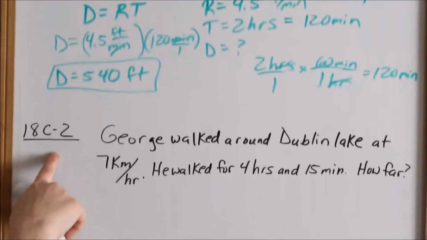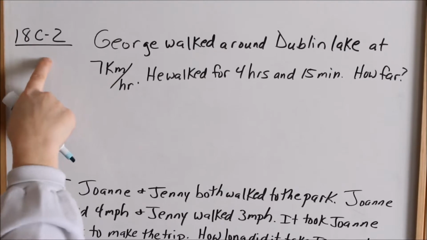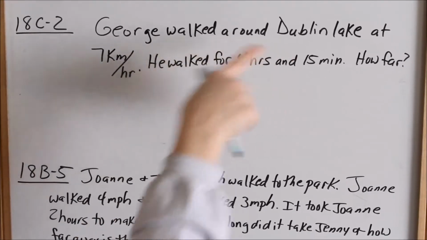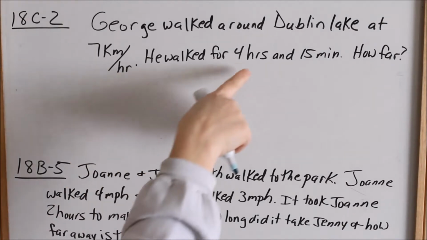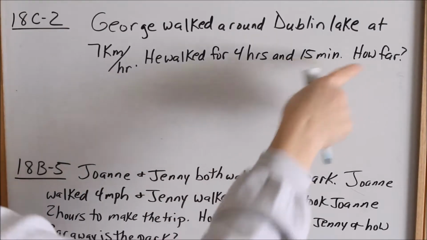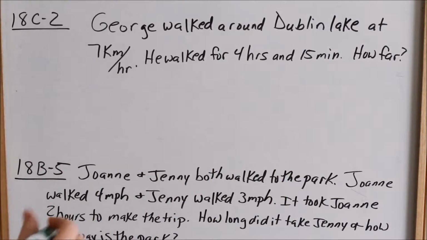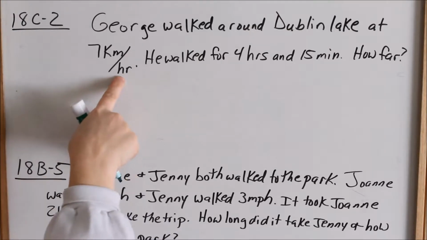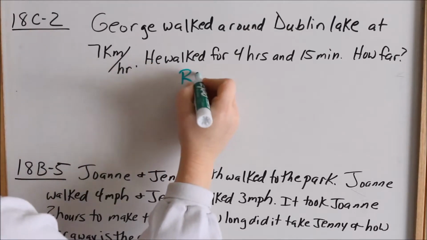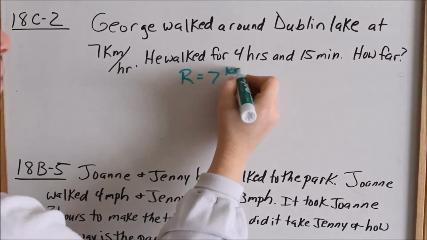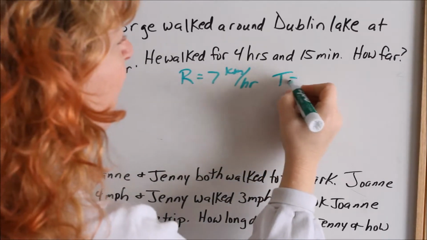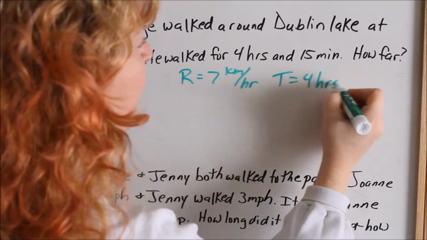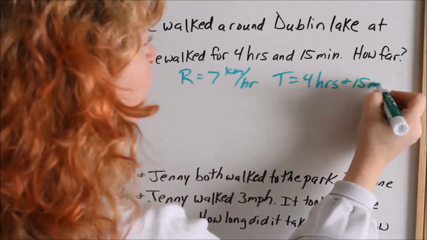Alright, let's look at 18C, number 2. George walked around Dublin Lake at 7 kilometers per hour. He walked for 4 hours and 15 minutes. How far did he walk? Alright, so let's look at what we're given. 7 kilometers an hour. That's a rate. He walked 7 kilometers per hour. His time is 4 hours and 15 minutes.